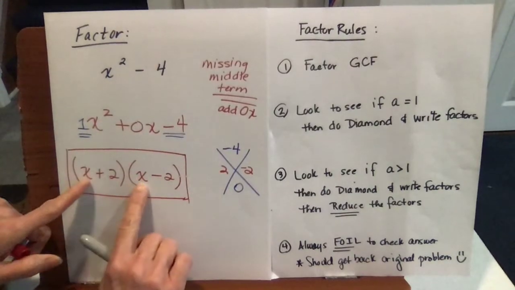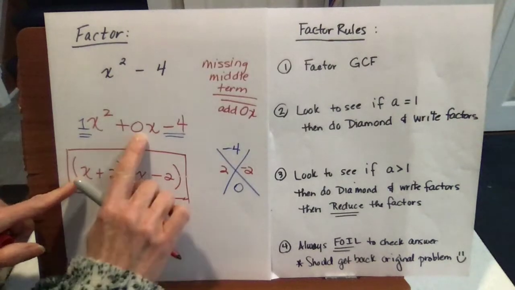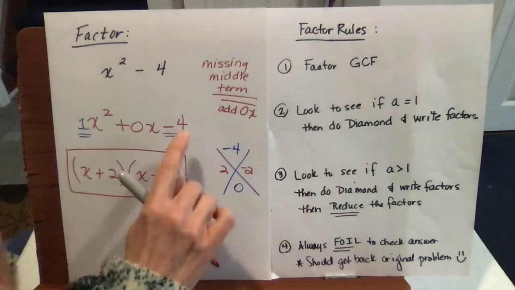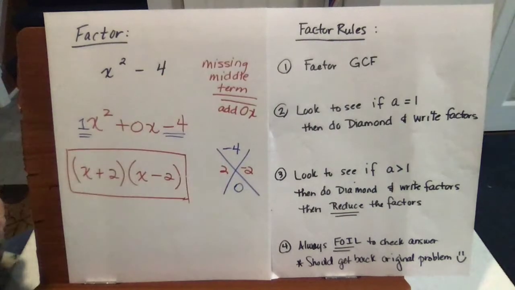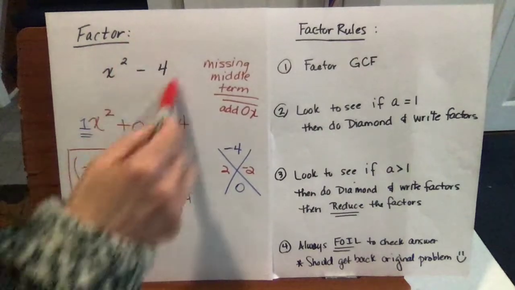Now to check it, x squared, positive 2x minus 2x is 0x, so it won't be there. And positive 2 times negative 2 is negative 4, and you're good. So this is what makes it unique, is the fact that we're missing a middle term here.